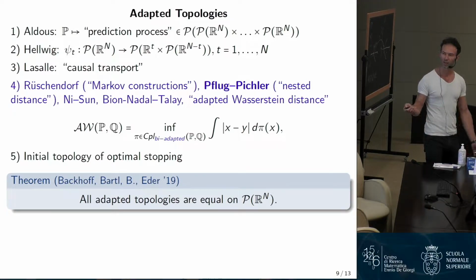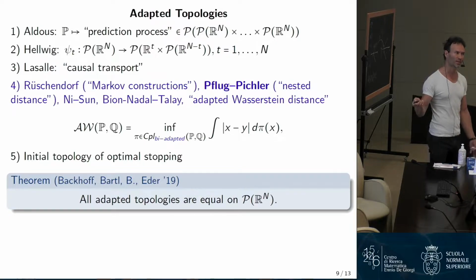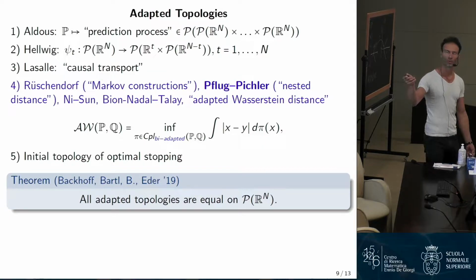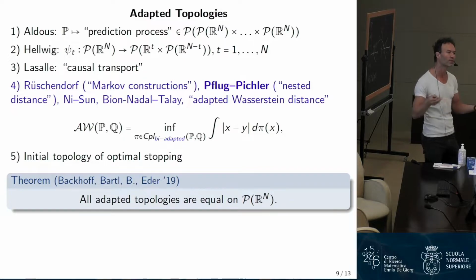That's actually the reason we came up with this theorem. We wanted to show that finitely supported measures are dense with respect to this distance, and we couldn't do it, and we could do it for Hellwig, and then we thought, what's actually the connection?